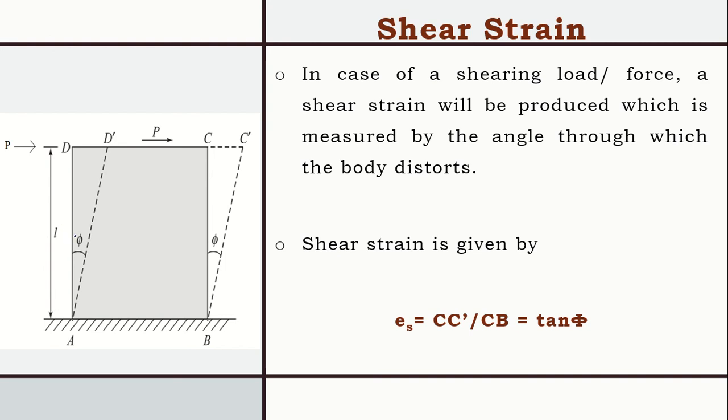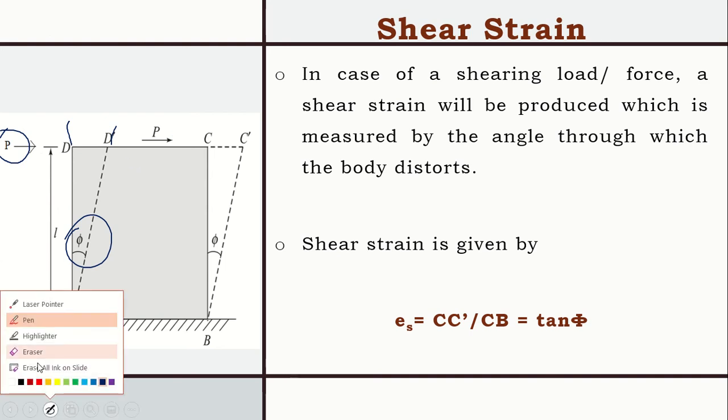That distortion, we measure it in terms of angle, which is phi. The angle through which the body distorts, meaning the angle between the original surface and the distorted surface, will give us the shear strain. Shear strain is ES. You can see in this figure, there was an original rectangle ABCD. When a load of P was applied at one corner, this surface, CD, is not fixed. So of course when a load is acting, it will try to distort. The distorted shape is D dash and C dash.